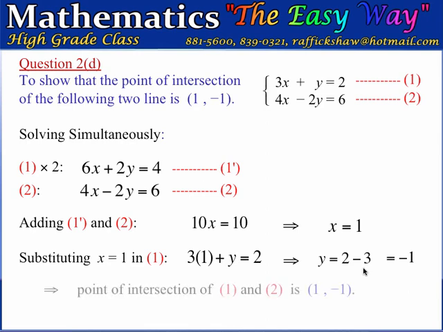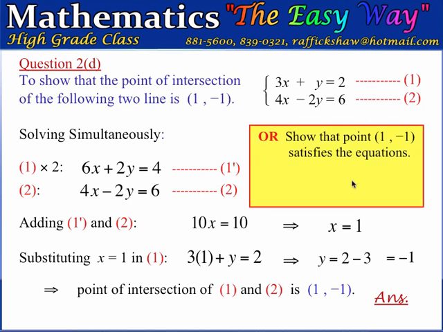Hence, we have shown that the point (1, -1), an x value of 1 and a y value of -1, is the point of intersection of these two lines. But we could have also shown that this point is a point of intersection of these two lines by showing that the point satisfies the two equations. Let's do that here. That might be a quicker way to do this solution. We do that by substituting the values x equals 1 and y equals -1 into the equations to show that the results are the same as represented in the equations.